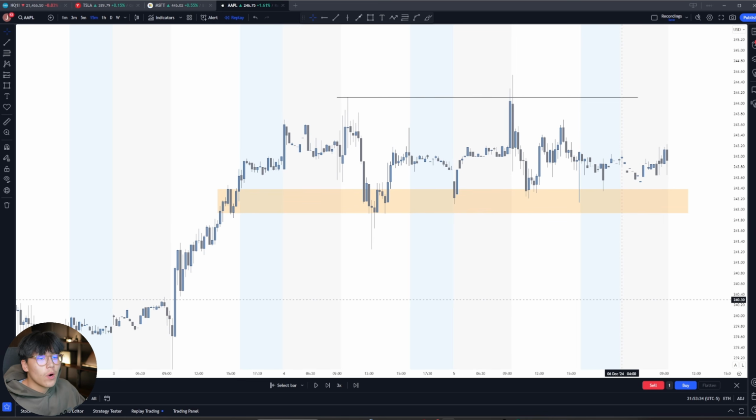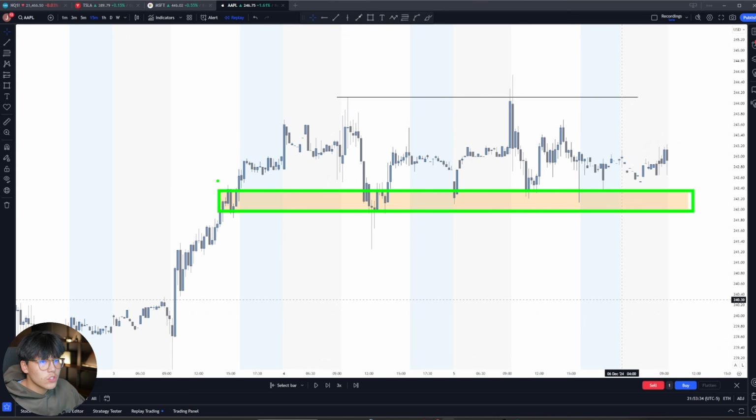So you can see that we're on Apple here. We're back on the 15-minute time frame. And you can see that price is clearly in an uptrend. As you can see here, I have a couple key areas marked out being your 15-minute order block. And you can see there's multiple touches around this key area.